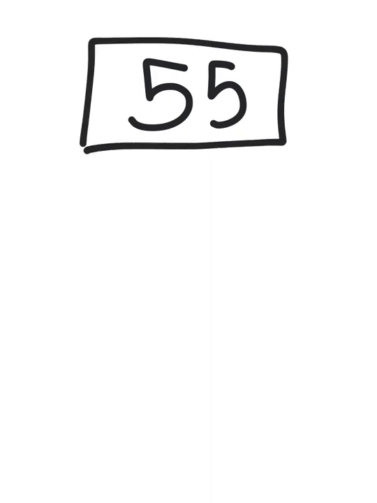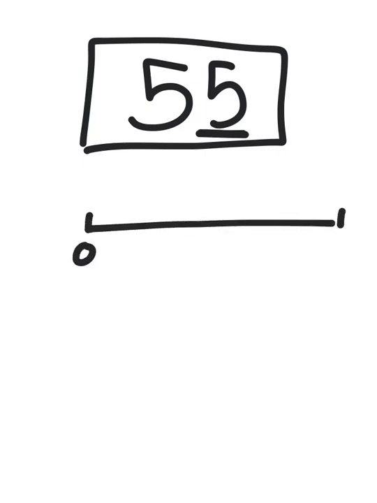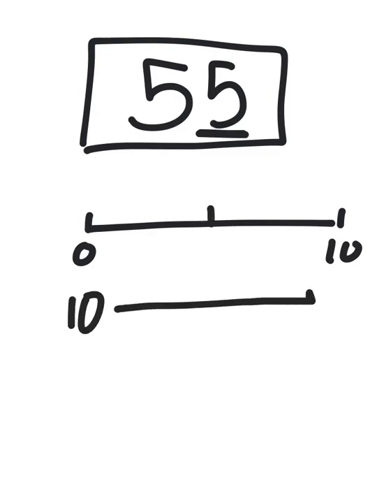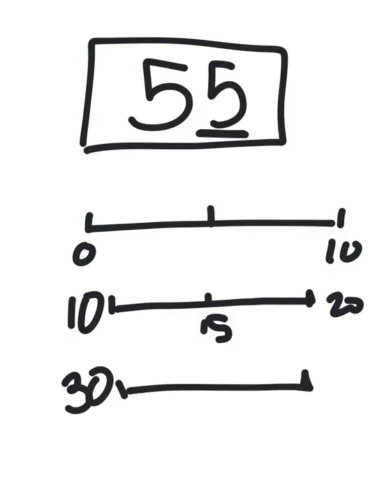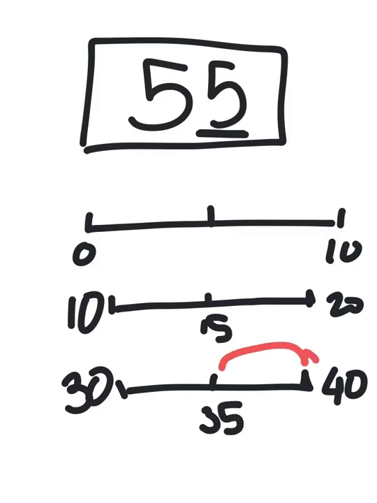Okay. Something that I didn't tell you is what happens when we have, for example, 55. Every time that we have a 5, it is in between. For example, from 0 to 10, 5 is in the middle, right? From 10 to 20, 15 is in the middle. From 30 to 40, 35 is in the middle. So how do we round the number? Do we round it up or do we round it down?